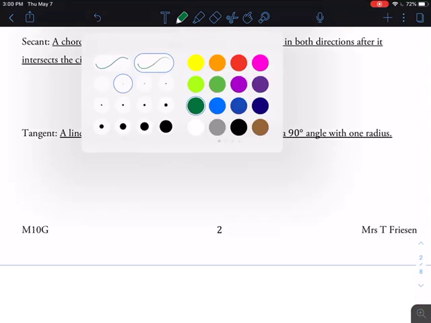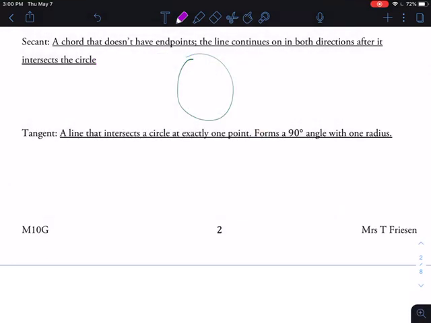So the difference between this and a chord is that the chord ends at the edges of the circle. Like, if I were to draw this, that would be a chord, right? But a secant is kind of the same idea, except that it goes on past the edge of the circle in both directions. Okay, there we go.